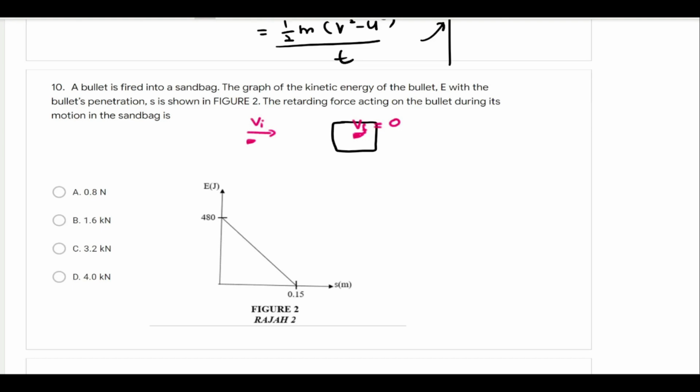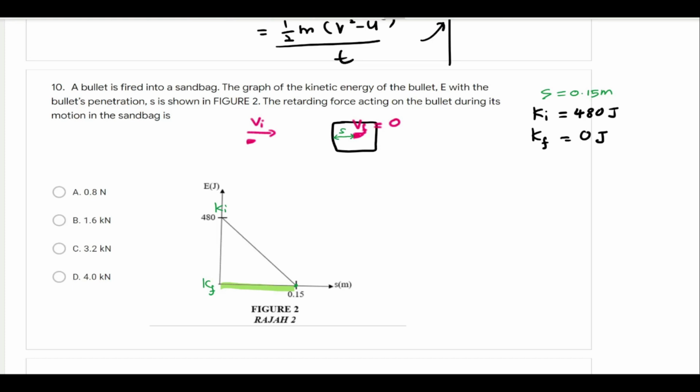Daripada graf kita nampak dekat sini S ini adalah graf yang berlaku. Graf ini merujuk kepada apa yang berlaku pada bullet itu bila dia masuk ke dalam sandbag. So maknanya inilah dia punya S yang 0.15 meter. So we can take out the information that S is equal to 0.15 meter. Boleh? And then kinetic energy initial, K initial, and K final equal to 0. So K initial equal to 480 joule, sebab dia bergerak kan, we have initial speed, and then K final, bila dia stop, is equal to 0.